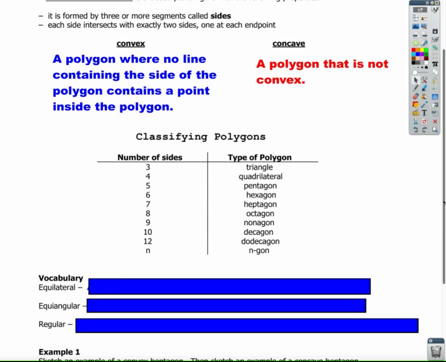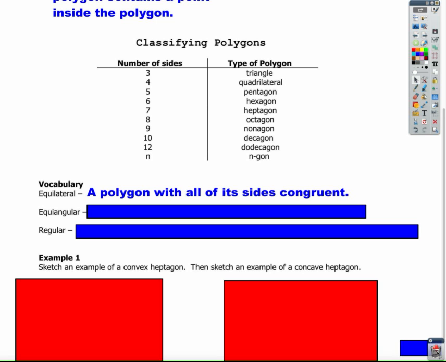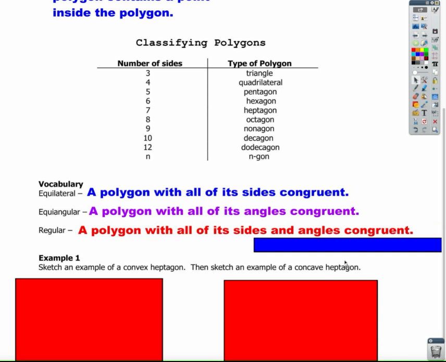Below is a list of all the different types of polygons. You've seen these names before, understanding that the names relate to the number of sides. Just like with triangles, equilateral polygons have all the sides congruent. Equiangular polygons have all their angles congruent. Regular polygons are polygons that are both equiangular and equilateral.